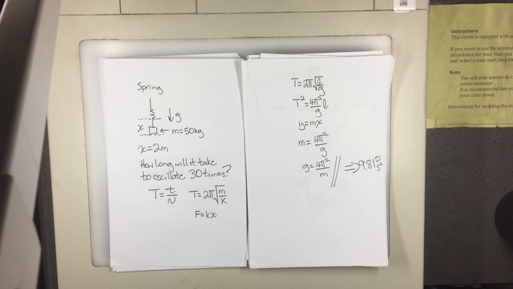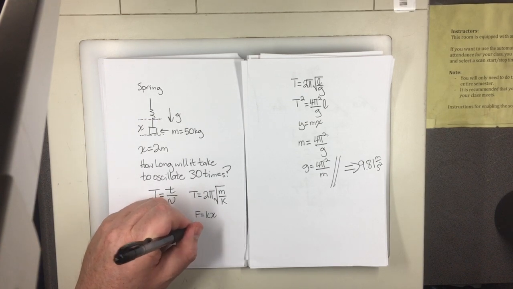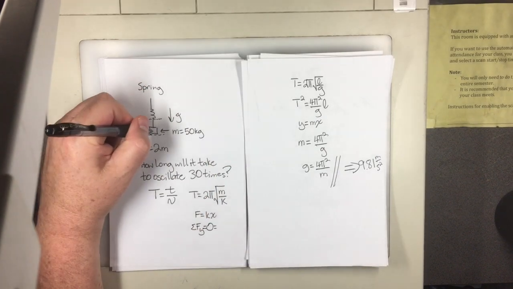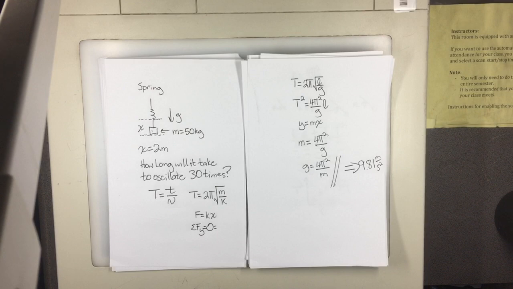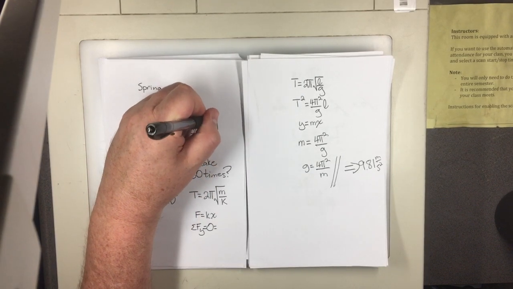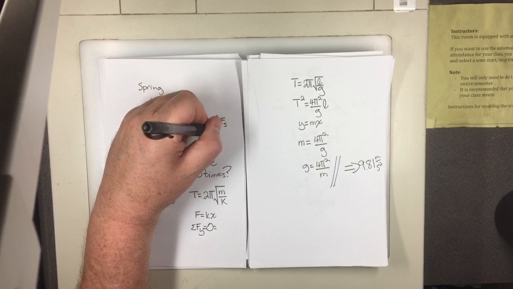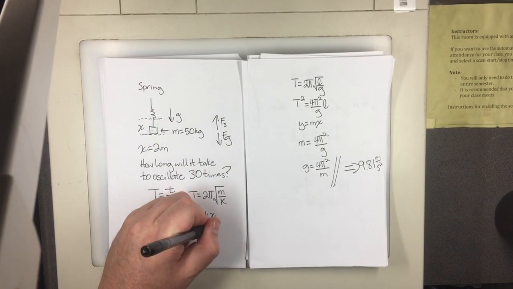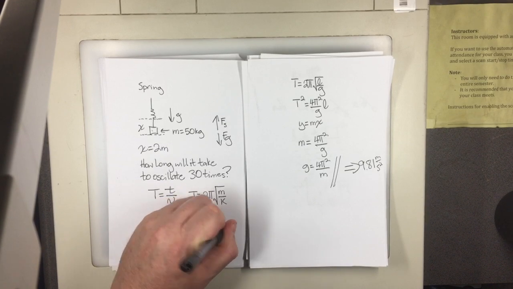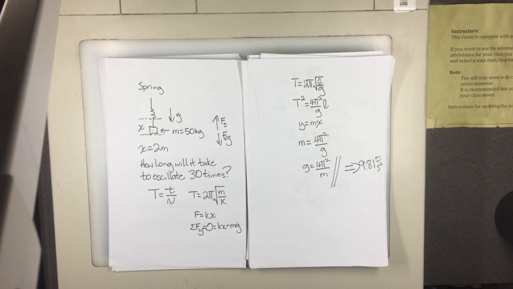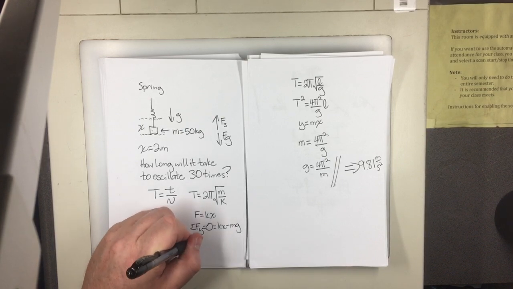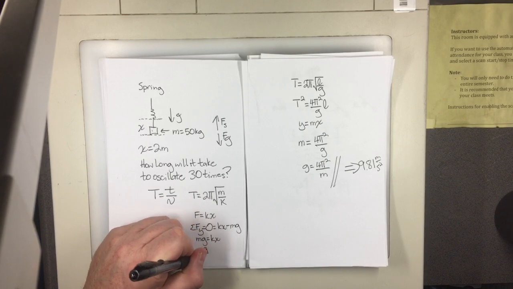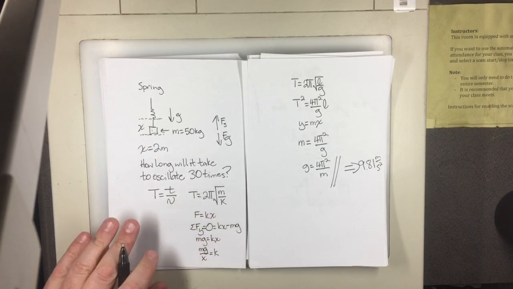I also know that it's hanging, which means I've got to find the sum of the forces in y, which is equal to 0. In the hanging non-oscillation position, the force of the spring is up and the force of gravity is down. So positive kx minus mg. So mg is equal to kx, and mg over x is equal to k.